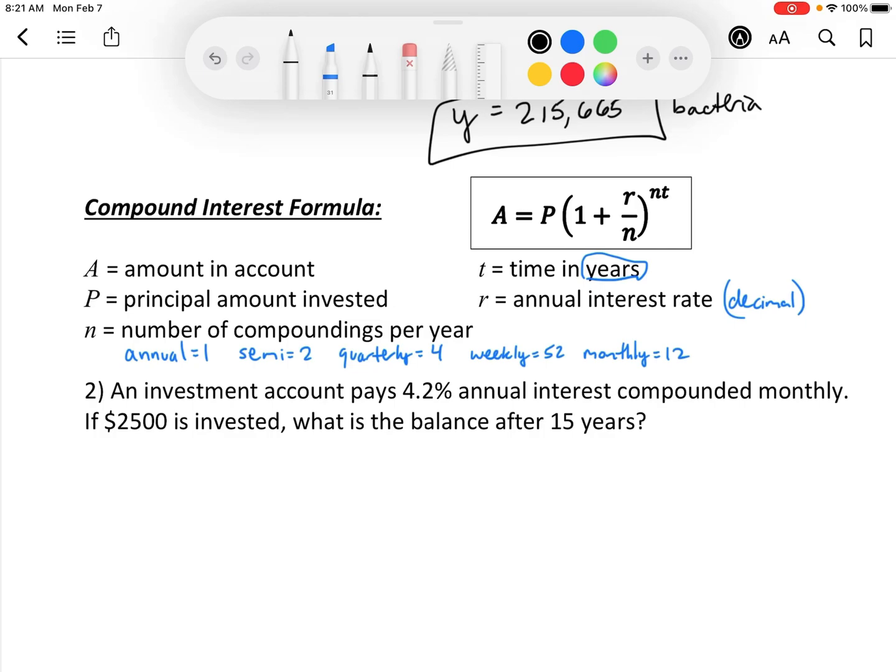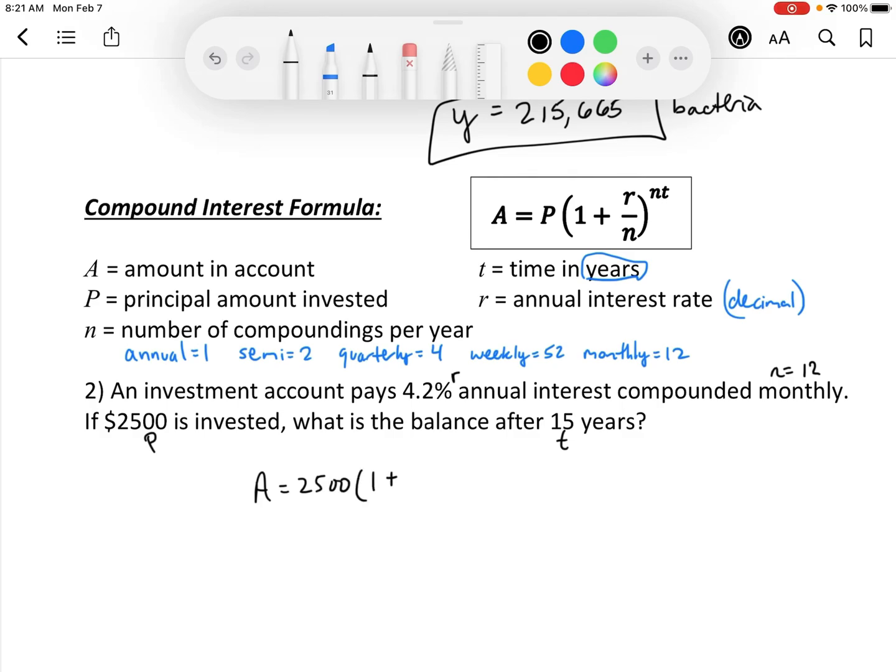So now solving this problem, we have an investment account that pays 4.2%. That's your r. Compounded monthly, so I'm thinking that the n value is going to be 12. If 2,500 is invested, that's your principal. What's the balance after t years, or 15 years? That's going to be my t. Let's plug in everything that we know. We don't know the amount. We know the principal is 2,500.